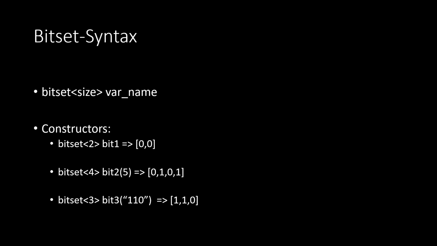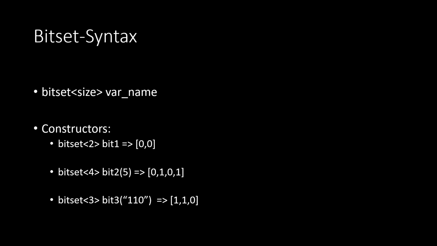You can see that there are three types of constructors. The first one is the default constructor, which means we do not pass any parameters. This default constructor will initialize all bits to 0. You can see that in the first one we created this bitset with size 2, but we did not pass any parameter, so it is initialized with 0, 0.